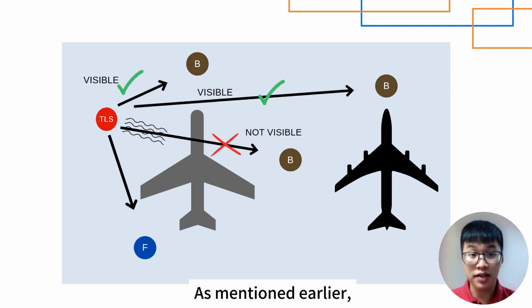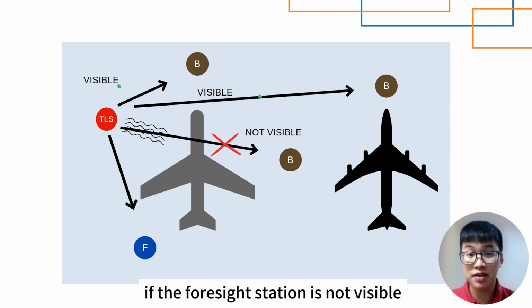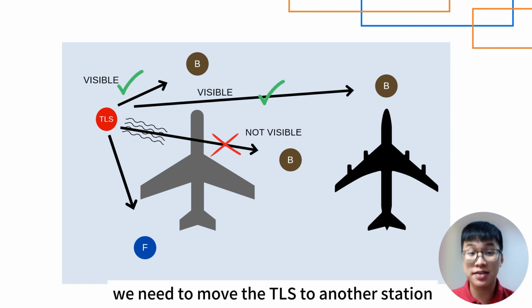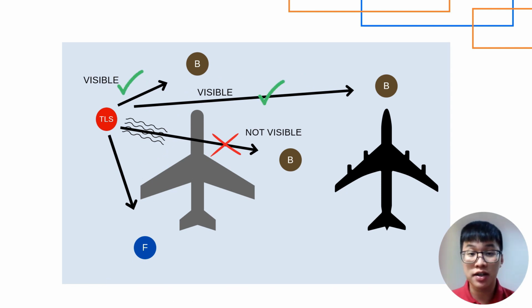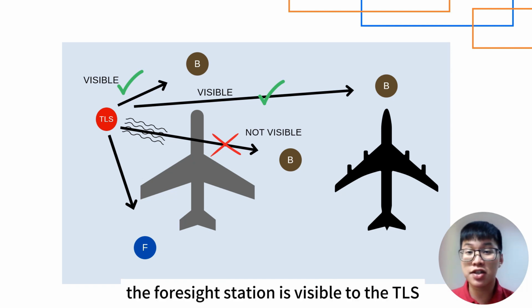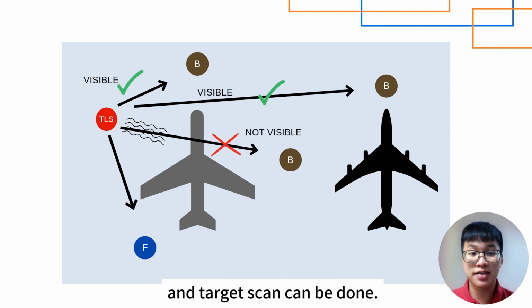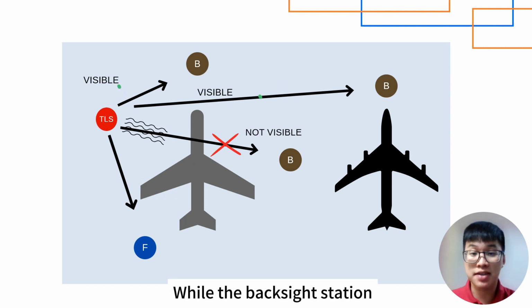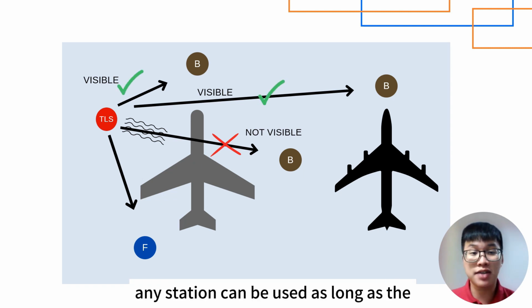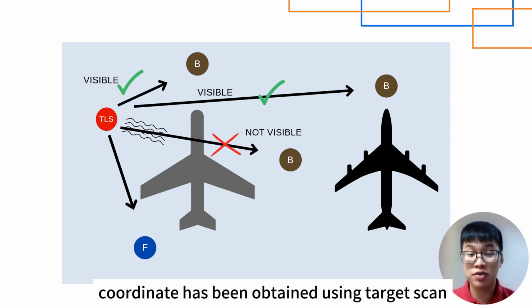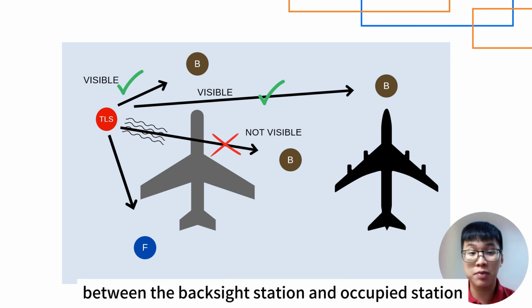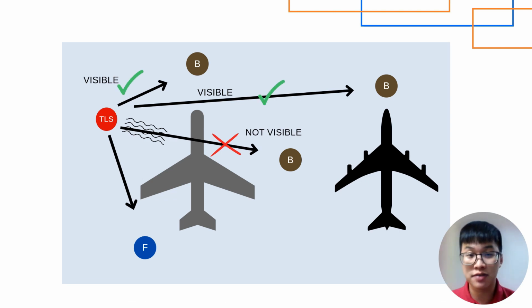As mentioned earlier, if the foresight station is not visible, we need to move the TRS to another station that is visible to each other. In this case, the foresight station is visible to the TRS, and target scan can be done. While for the backside station, any station can be used as long as the coordinate has been obtained using target scan and are visible between the backside station and occupied station.